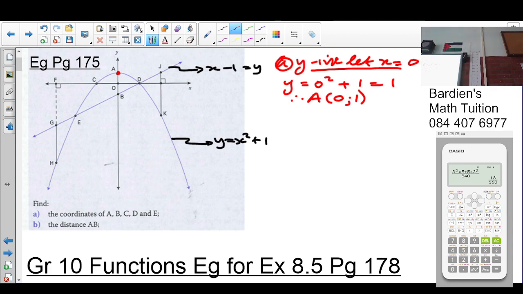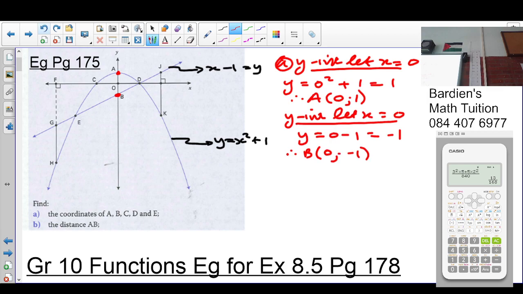Then they ask you for B. What is B? It is the y-intercept of the straight line. And what's the y-intercept of this line? Negative 1. So B is going to be 0 and negative 1. But say we didn't know that. Then what do we say? Y-intercept, let x equal to 0. So y is equal to 0 minus 1, which is negative 1. Therefore B is 0 and negative 1.